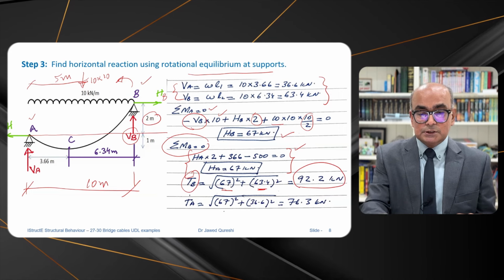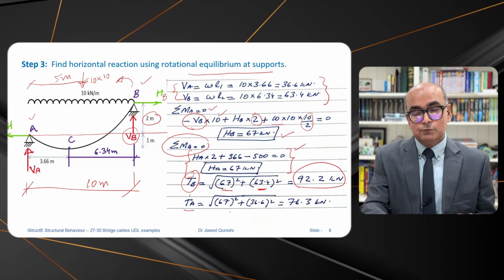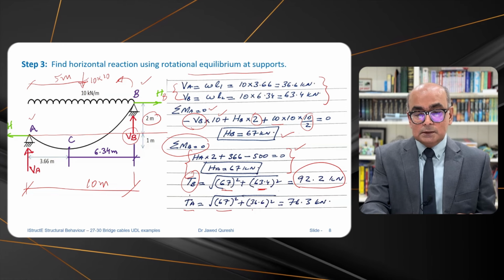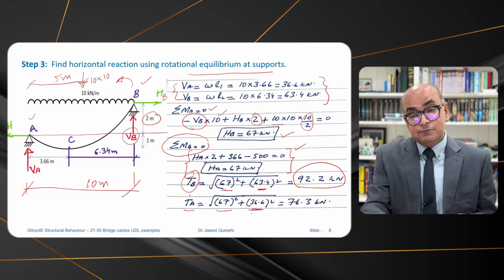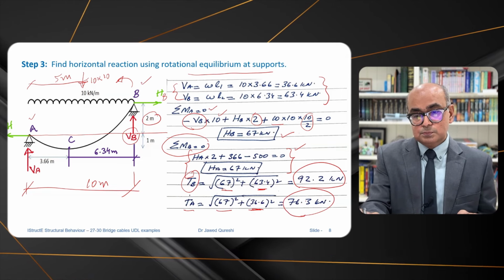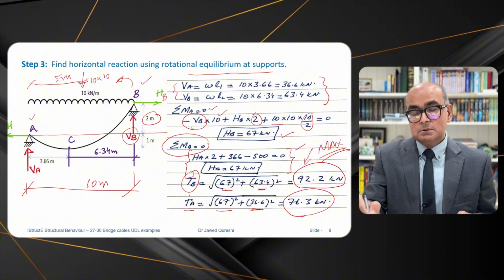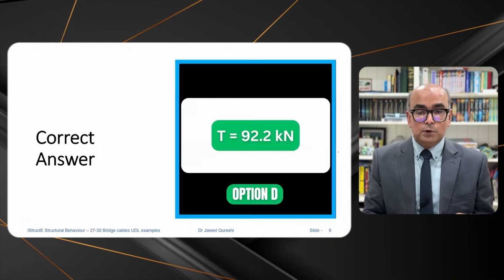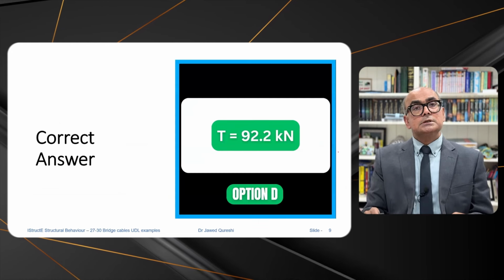And using the same logic we find the tension force at A, where the horizontal reaction is the same, and the vertical reaction is different, which is 36.6. Here we get a smaller one, so the maximum tension is 92.2. So our answer is 92.2, which is option D.